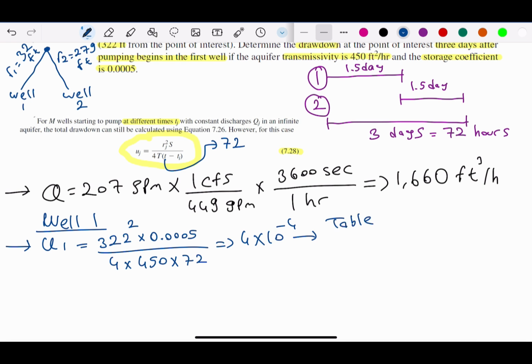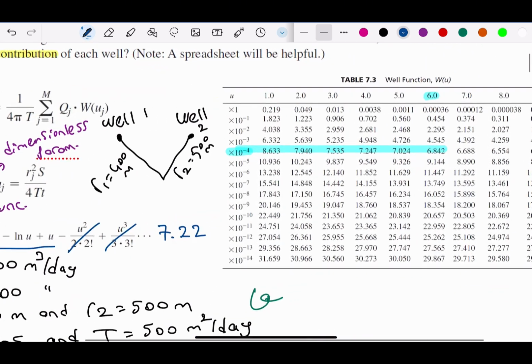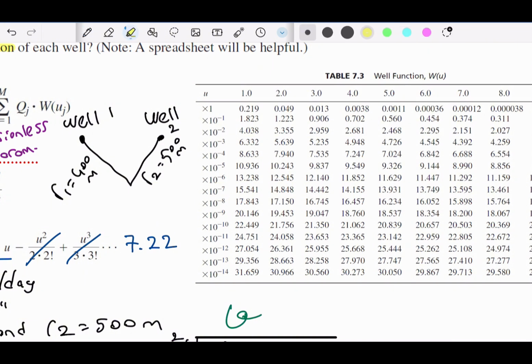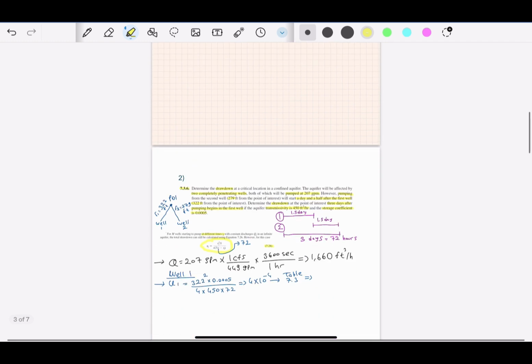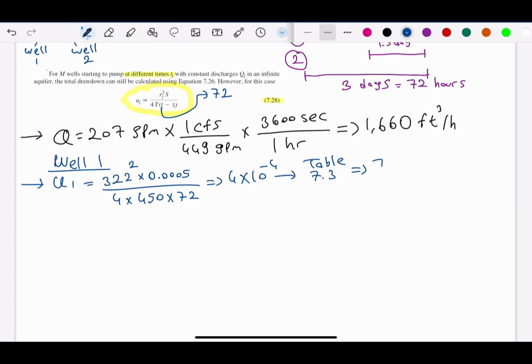And if we check table 7.3, which we had here, this is the matching value, which is 7.247. Then we have a U value of 4 times 10 to the power of minus 4. So from the table we have 7.247, and this was the well function for U1.